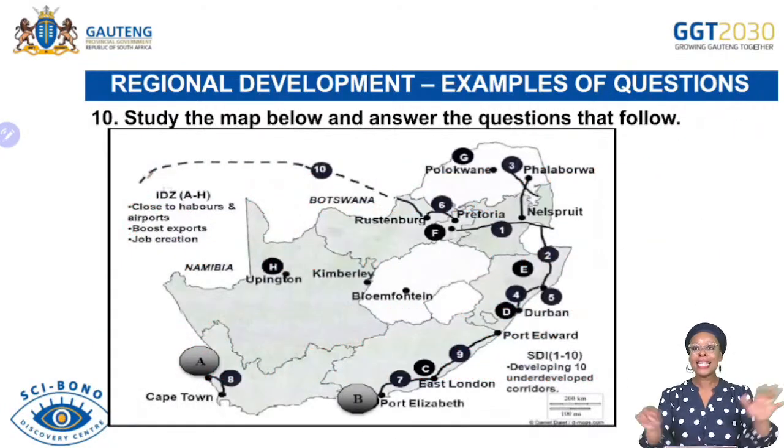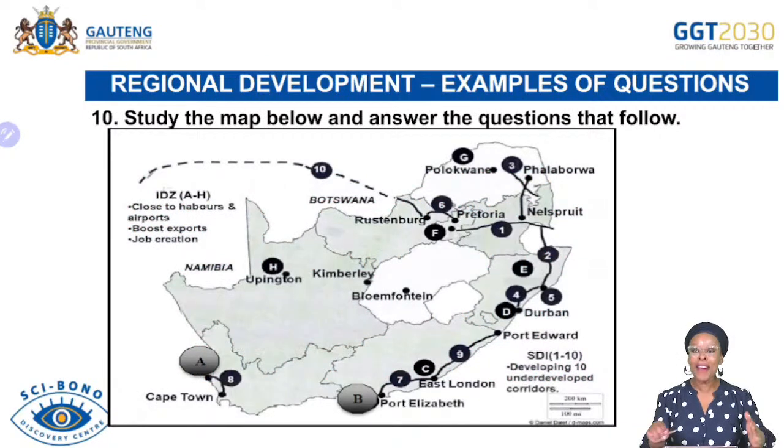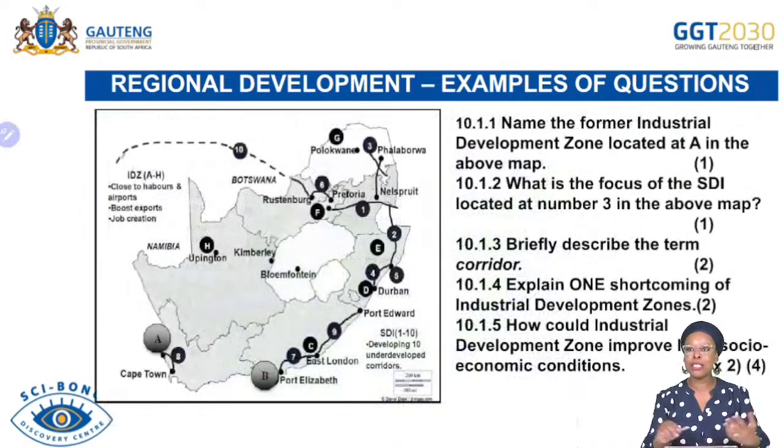Okay, this is a data response question. You will find it again in section B. You are given data. Here is a map. Here is a South African map. If you don't know where your IDZs are, where your SDIs are, and you are asked questions about them, you won't be able to respond. Okay, let me take you through just the questions.